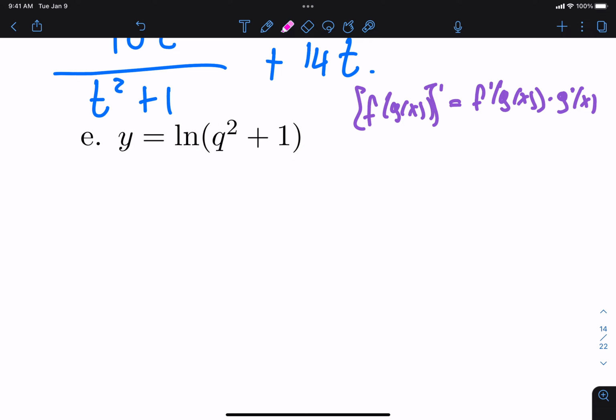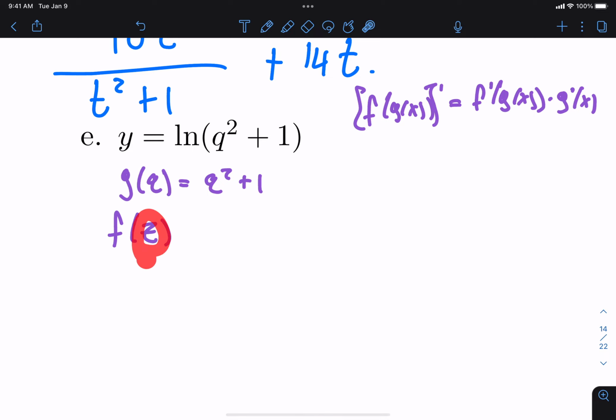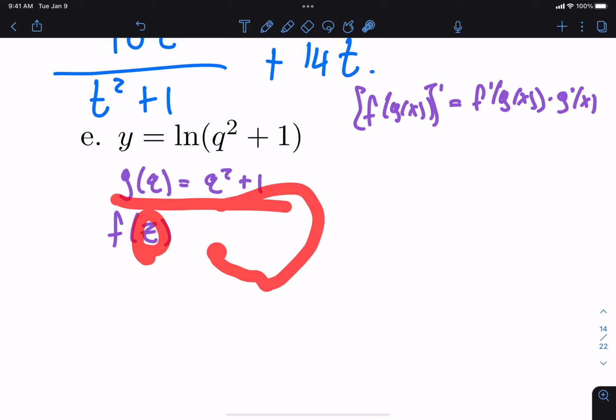The next step is to identify the inside function and the outside function. In our case, the inside function, g of q, is whatever's inside the parentheses, or inside the power in the power case. But it's q squared plus 1 for us today. And what is the outside function, f of z? We use the letter z, a different letter, just so that we don't get confused when we plug this other thing into it later on.